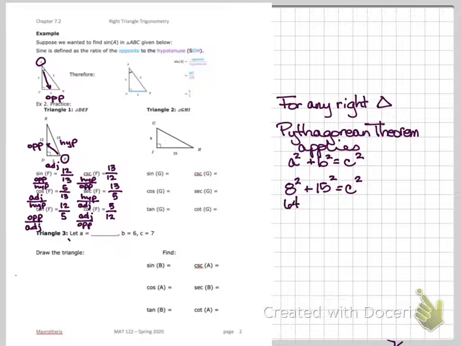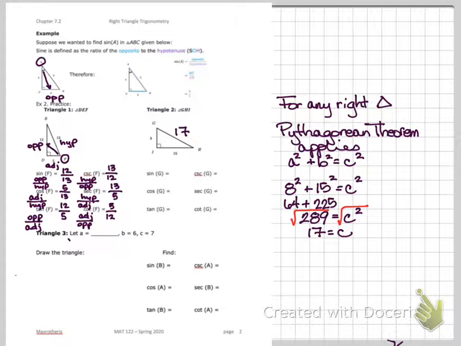So 8 squared is 64, 15 squared is 225. We add those together and we get 289. Is our C squared. To undo the square, we square root, and we get 17 equals C, which means the length of my hypotenuse is 17. And so now we can crank through those trig ratios fairly quickly.